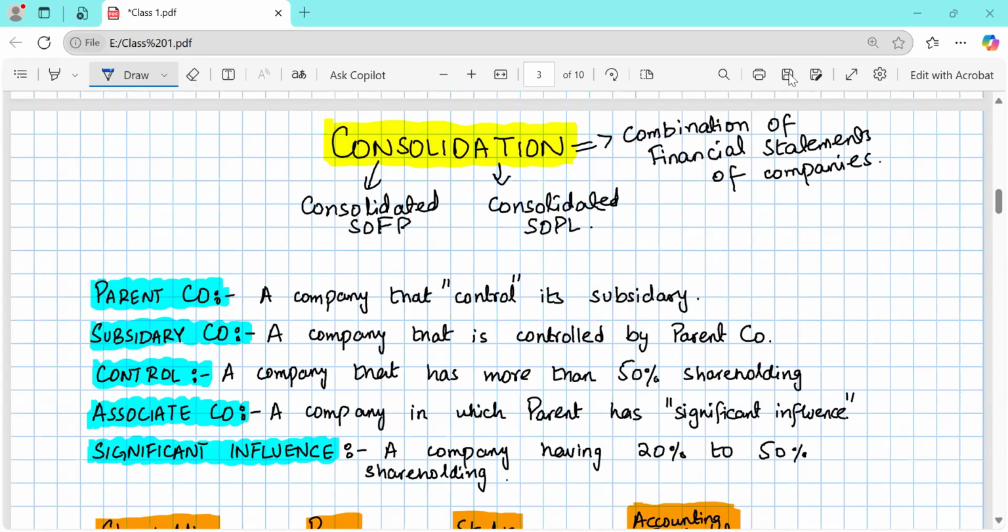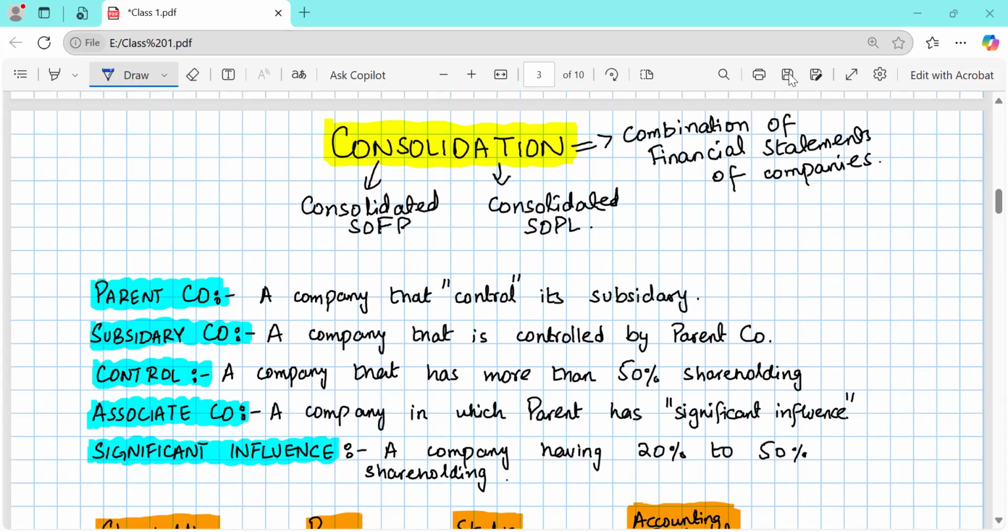We know that financial statements are of different types, like statement of financial position, statement of profit or loss, statement of changes in equity, statement of cash flows. But in your FR course, you just need to understand how to prepare the consolidated statement of financial position and the consolidated statement of profit or loss. That's it. You don't need to understand the other consolidated statements, like the consolidated statement of changes in equity or consolidated statement of cash flows. You just need to be aware of how to prepare these two.